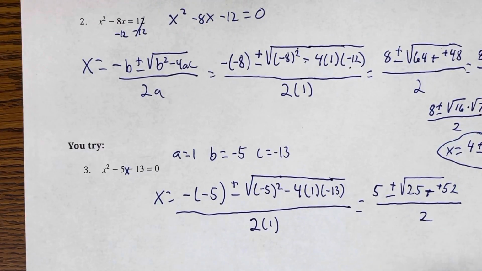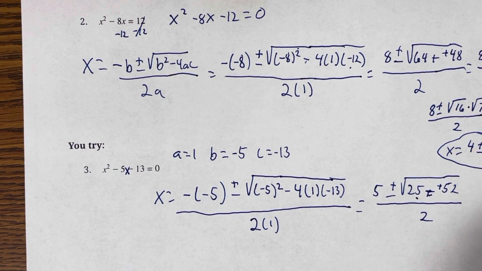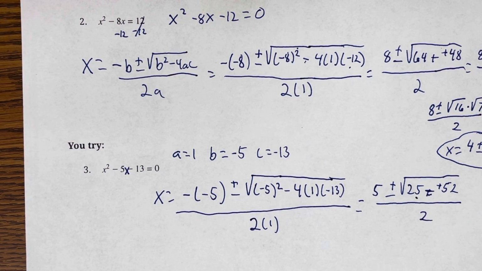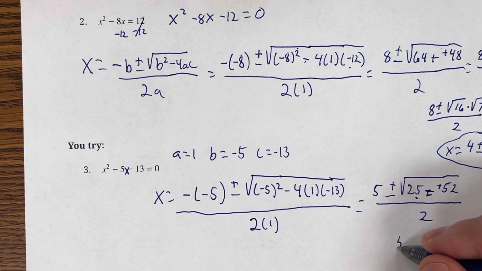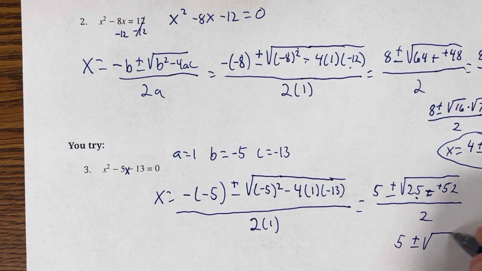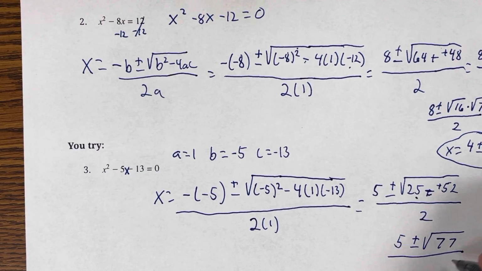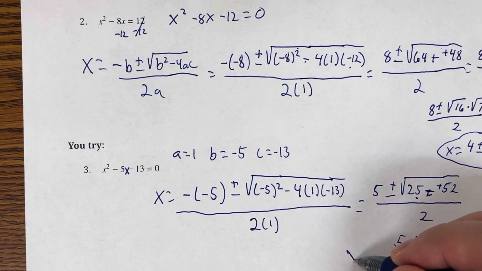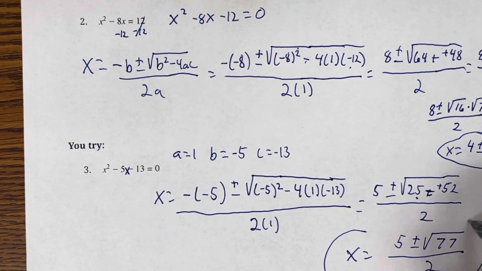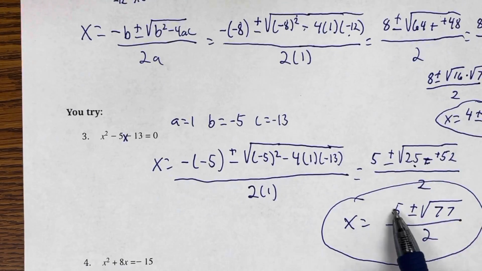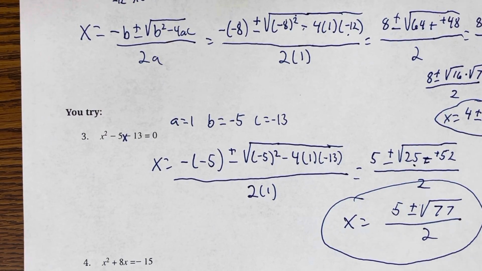Okay? So 25 plus 52. Now from here, 25 plus 52, we have to combine that. It's 77. So I have 5 plus or minus the square root of 77, divided by 2. Perfect square factors that go into 77. There are none, so this is already in exact form. We have our solutions. You could type it in to get your decimals.